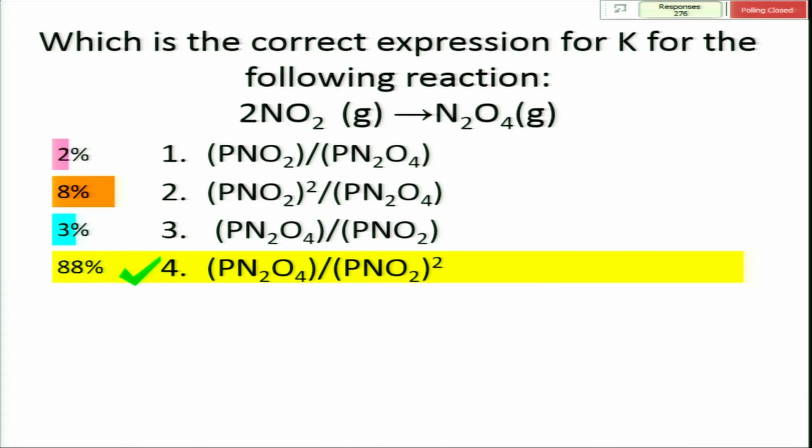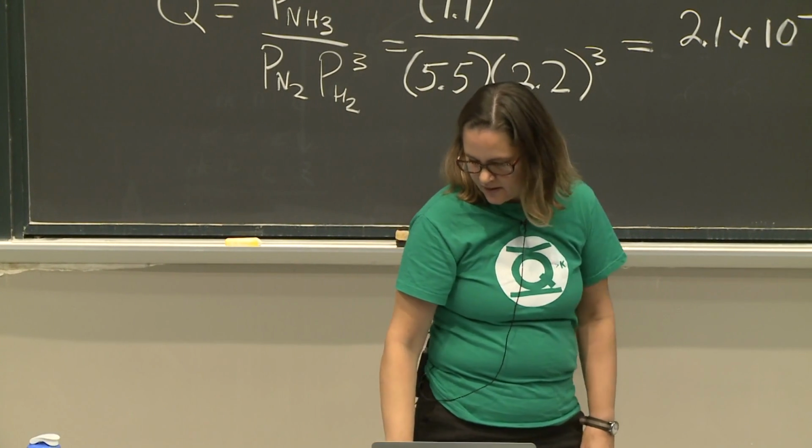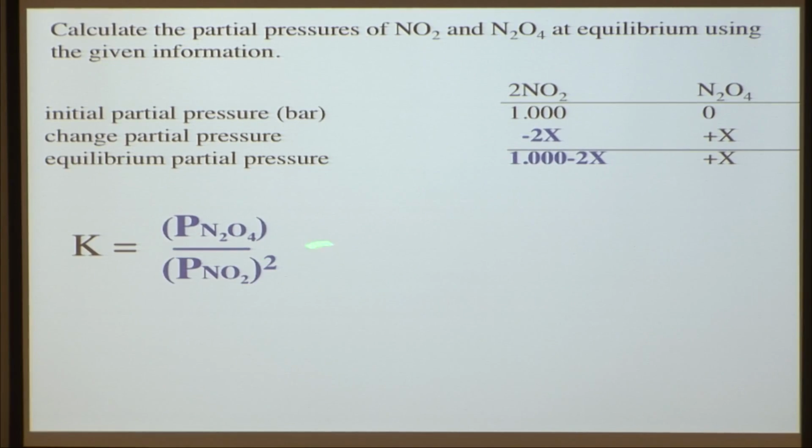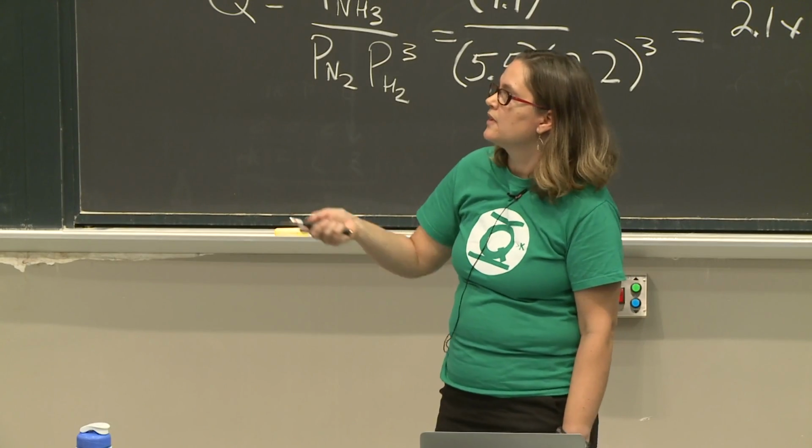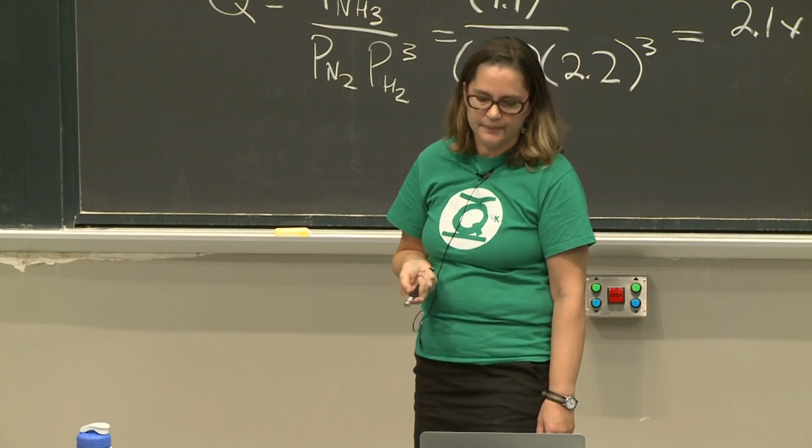Okay, so again, the trick here, you have products over reactants, and you have to remember the stoichiometry. So we can go back over here. So we have partial pressure of our product over partial pressure of our reactant, and we have the stoichiometry there. And now we can continue to plug in. So the partial pressure of our product is X at equilibrium. The partial pressure of our reactant is 1 minus 2x, and that whole term is raised to the 2. So that whole term is squared.